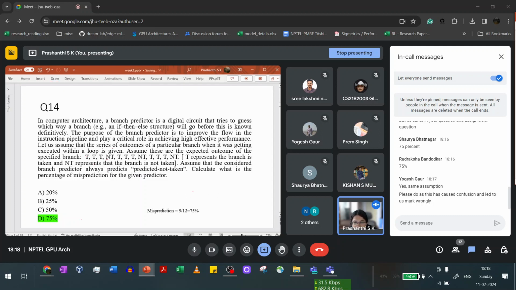This time it is right, here again it is right, here it is right. So 3 out of 12 times it is correct. If you count the total, you'll notice that this is 12. And here what is asked is the percentage of misprediction. So the percentage of correct prediction is 3 out of 12 and the percentage of misprediction is 9 by 12, or 75%. That's why the answer is D. Any doubts here?